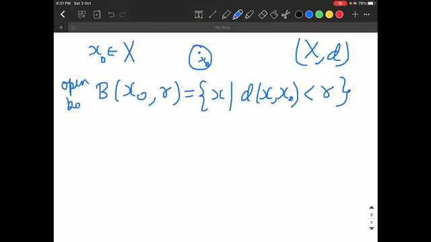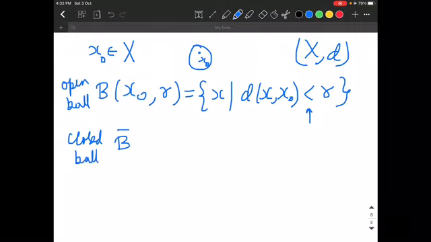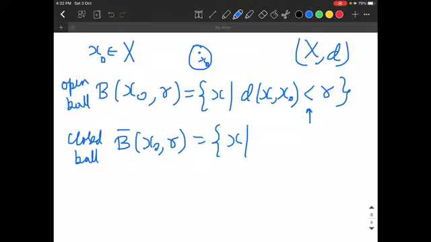So this is an open ball. Here this is a strict inequality, and in the closed ball, I will just note the notation: the open ball I denote by B, and the closed ball with B bar. So here we have the set of all x such that the distance between x and x naught is less than or equal to r. So here this is not a strict inequality.